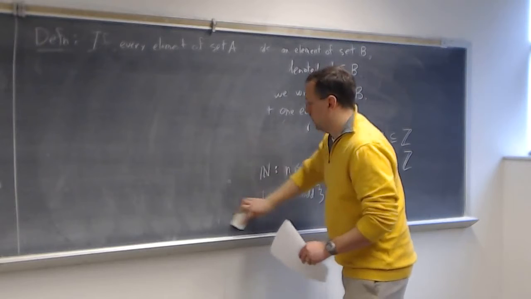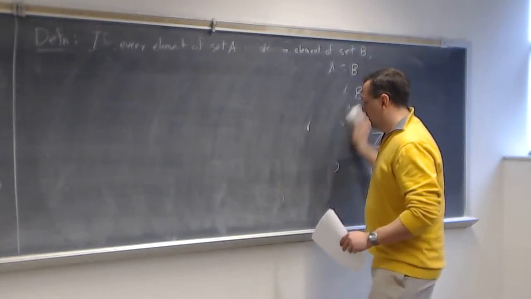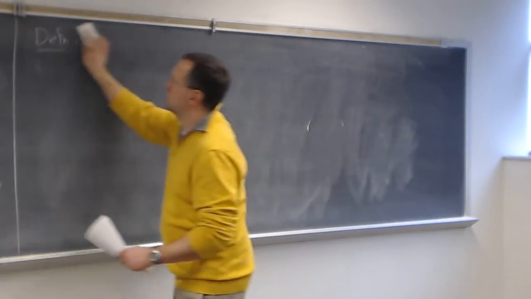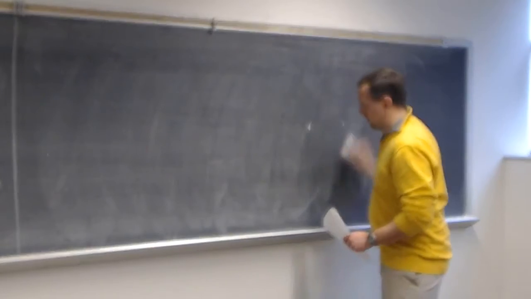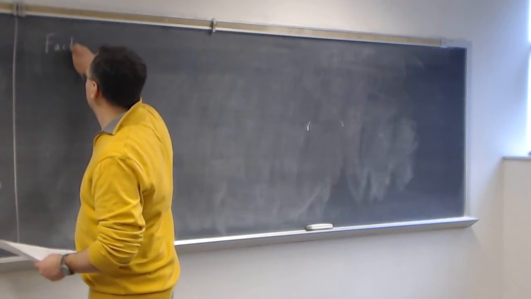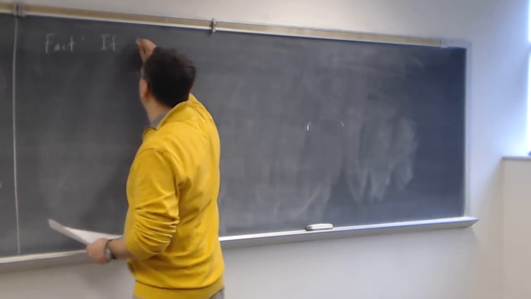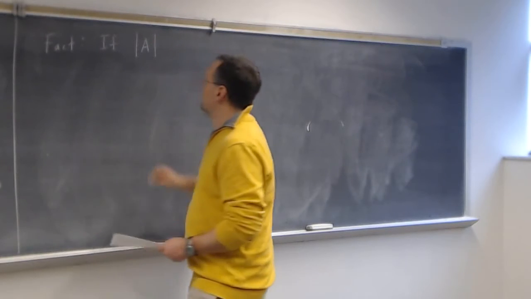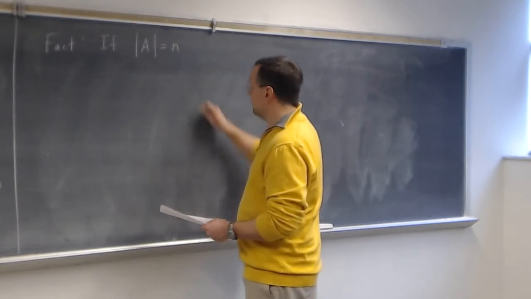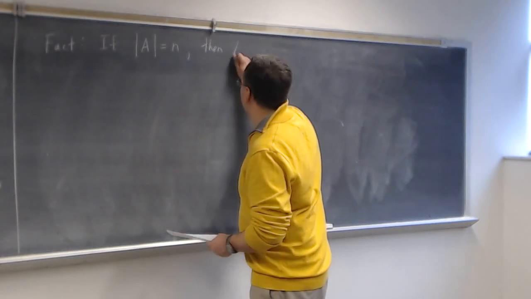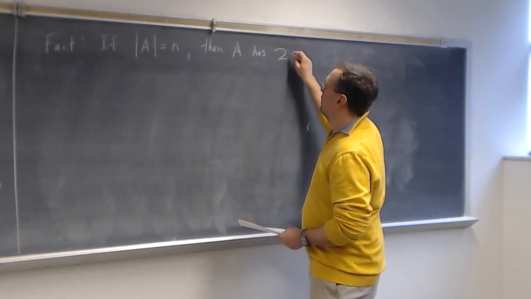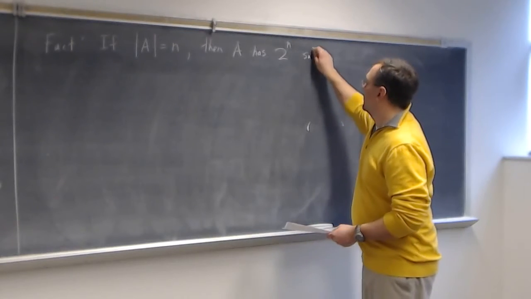So if you have an infinite set, you're going to have infinitely many subsets. Okay. But let's talk about this. So fact: if the size of set A is n, then A has 2 to the power n subsets.